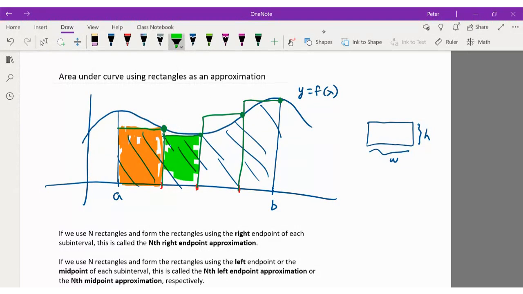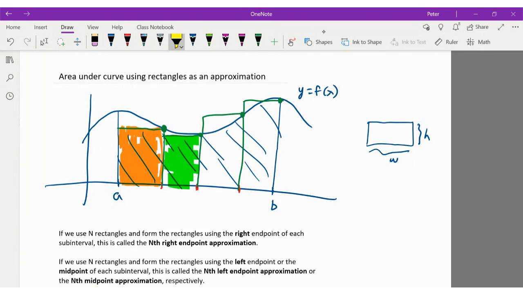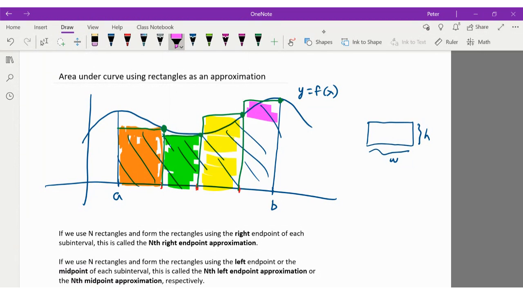Let's see if I can shade these in properly. So I would find the area of these rectangles, and that would give me the approximate area under the curve y equals f of x. It's certainly not going to be the exact area, but it's a decent approximation.